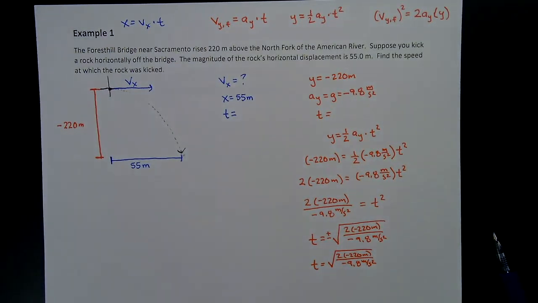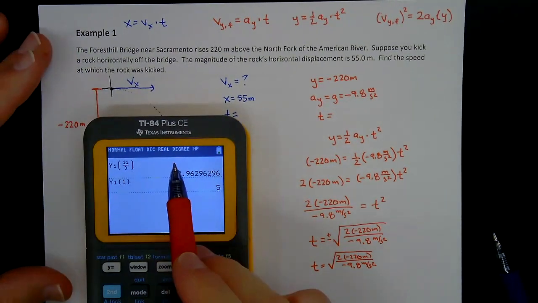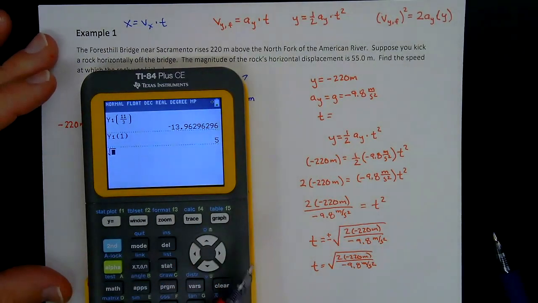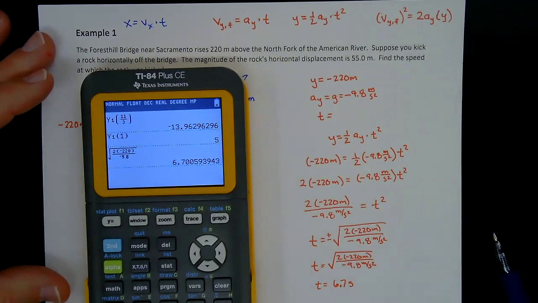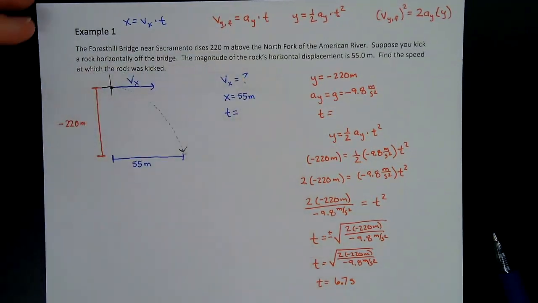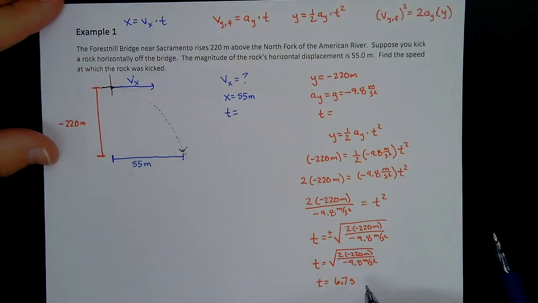So I'm going to grab my calculator and I'm going to put that in. In my calculator, we want to make sure we're in degree mode, whatever calculator, whether you're using Desmos or not. We want to go square root, and then I want to get a fraction, and in the numerator, I want to type 2 times negative 220, and in the denominator, negative 9.8, and press enter, and we get a time of 6.7. You want to go 2 decimal places because our final answer, we're only going to round to 1 decimal place. So here's 6.7 seconds.